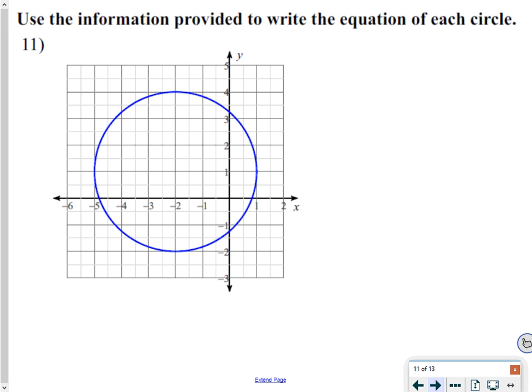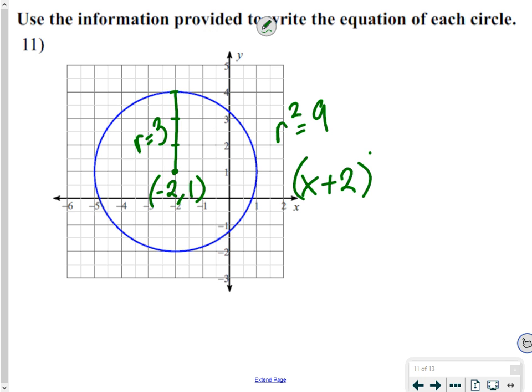All right, if we're given a graph, we've got to identify the center. Okay, here's our center point. That's -2, 1. And then we have to figure out the radius. Okay, so this changes 3 units. So that means the radius is 3. So if the radius is 3, that means r squared, which is what we're going to use in the equation, is 9. So now let's plug all this in to the standard equation for a circle. We got x minus the x value, which would be x plus 2, that quantity squared, plus y minus the y value, that quantity squared, equals r squared.